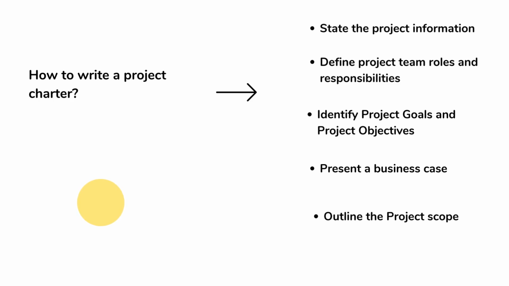Define project team roles and responsibilities. Identify project goals and the project objectives. Project goals are the high-level benefits that the project should generate, while project objectives are the specific milestones or steps that are needed to complete them. If you don't have a clear target, your project is going to miss the mark.